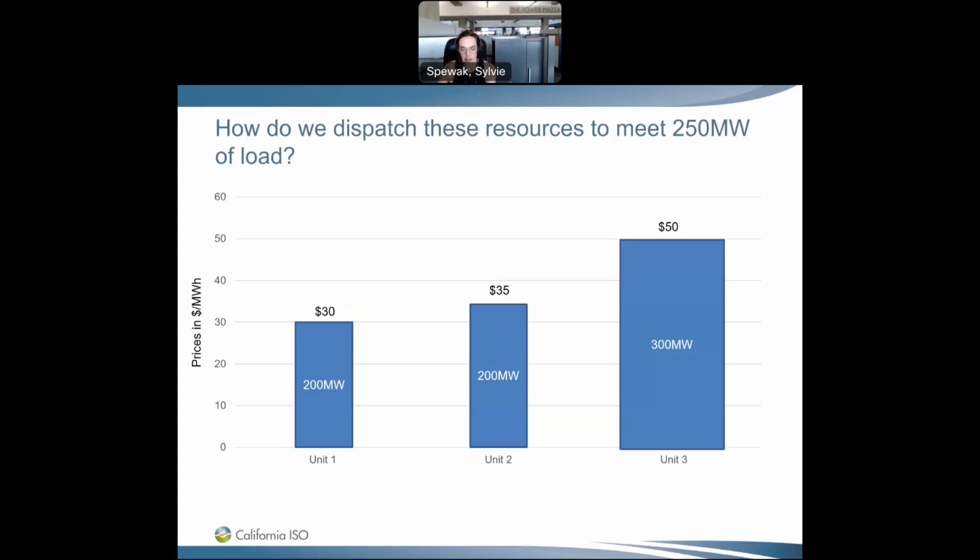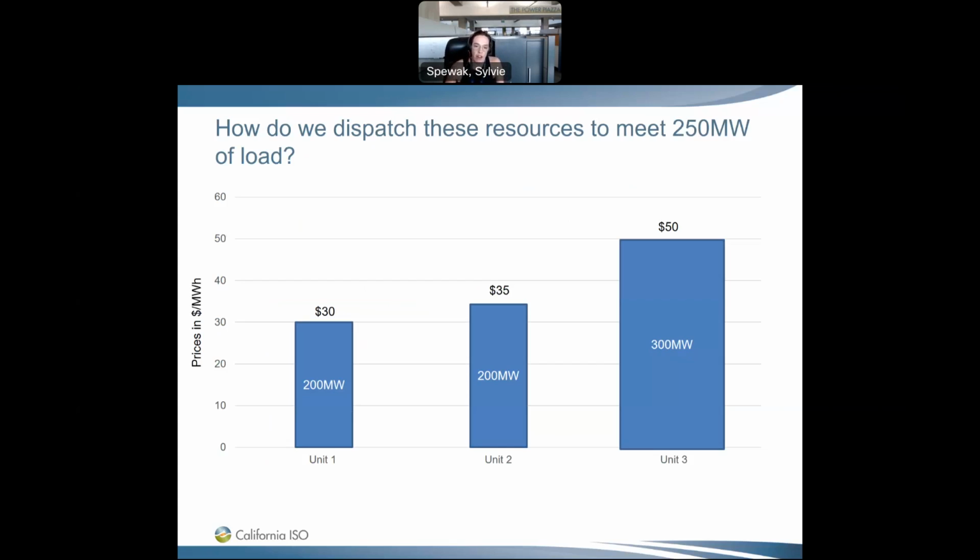So I'll go through a pretty simple example, but this is the basic layout that you'll see in all of these examples in the presentation. As it gets more complicated, I'll shift things around, but there are some common features here that I want to point out. First, on the y-axis, you've got prices in dollars per megawatt hour. I've also put the bid price of each of these resources on top of the resource. So Unit 1 bids $30 per megawatt hour into the market, Unit 2 bids $35 per megawatt hour into the market, and Unit 3 bids $50 per megawatt hour into the market.